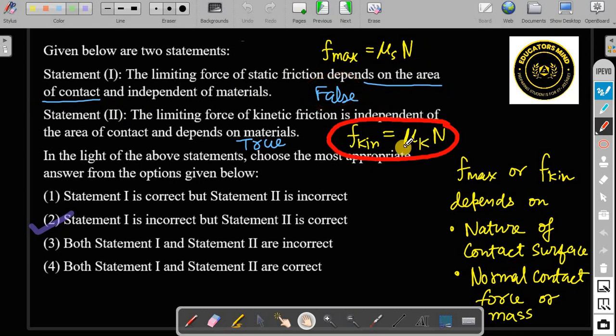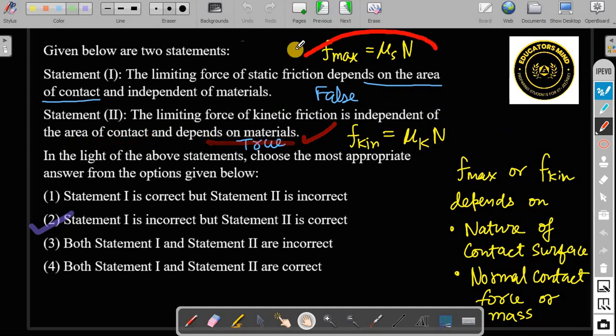And kinetic friction, which you know is mu k into normal, right? This also doesn't depend on the area. The limiting force of kinetic friction, this is the kinetic friction only, is independent of the area of contact and depends on material. So of course it is independent of contact area.